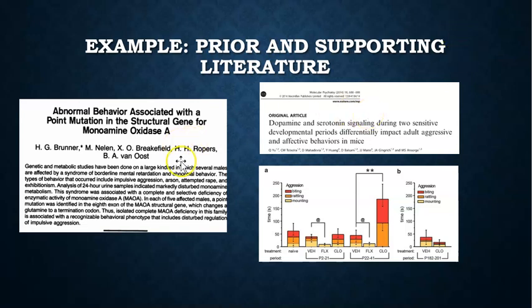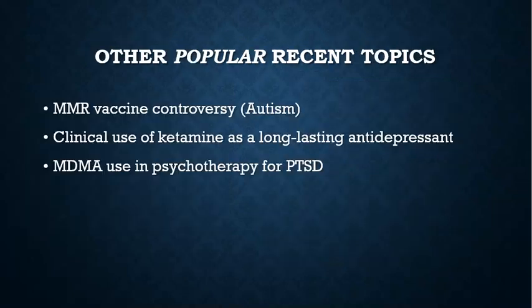Here's different papers, so, do they agree in the field and that kind of thing. Here's some other popular recent topics. The MMR vaccine controversy in autism, clinical use of ketamine for long-lasting antidepressants, MDMA use in psychotherapy for PTSD. These are very popular topics. There's also been, last year, a lot of students found a couple articles talking about magic mushrooms and their use for psychotherapy, and as antidepressants or anti-anxiety things.